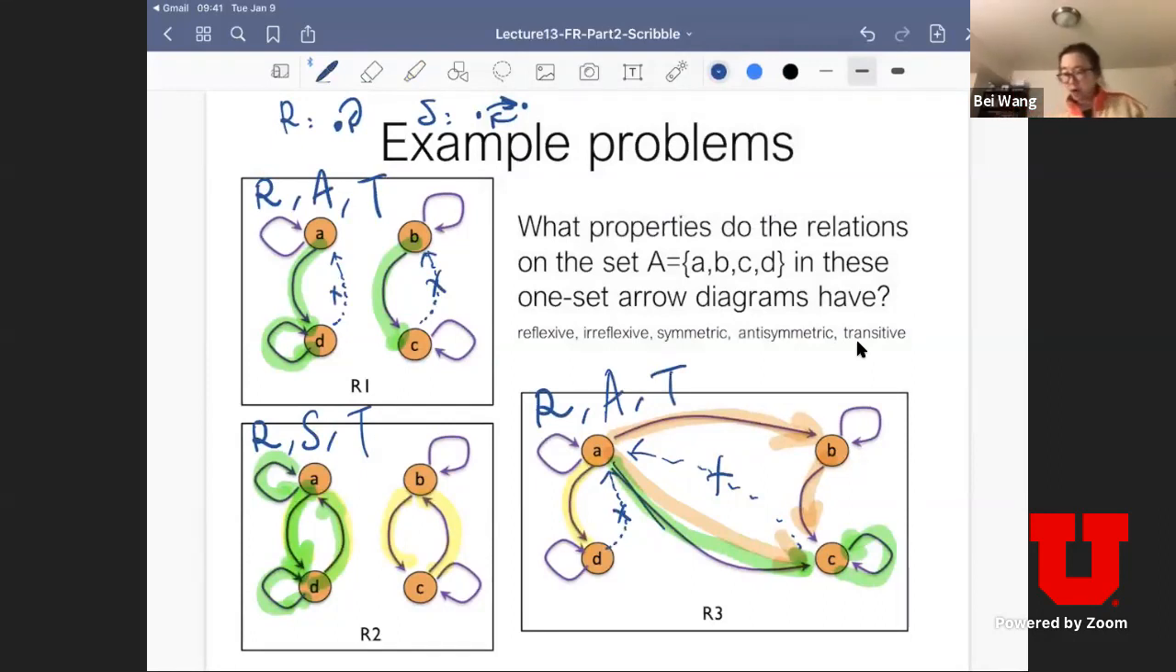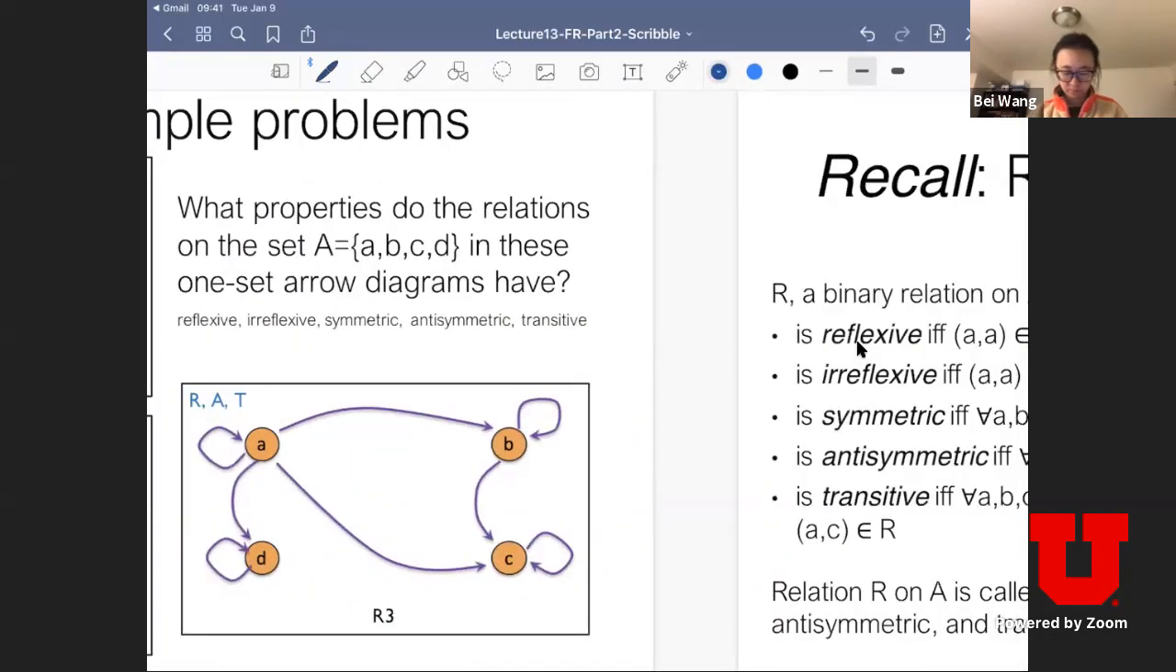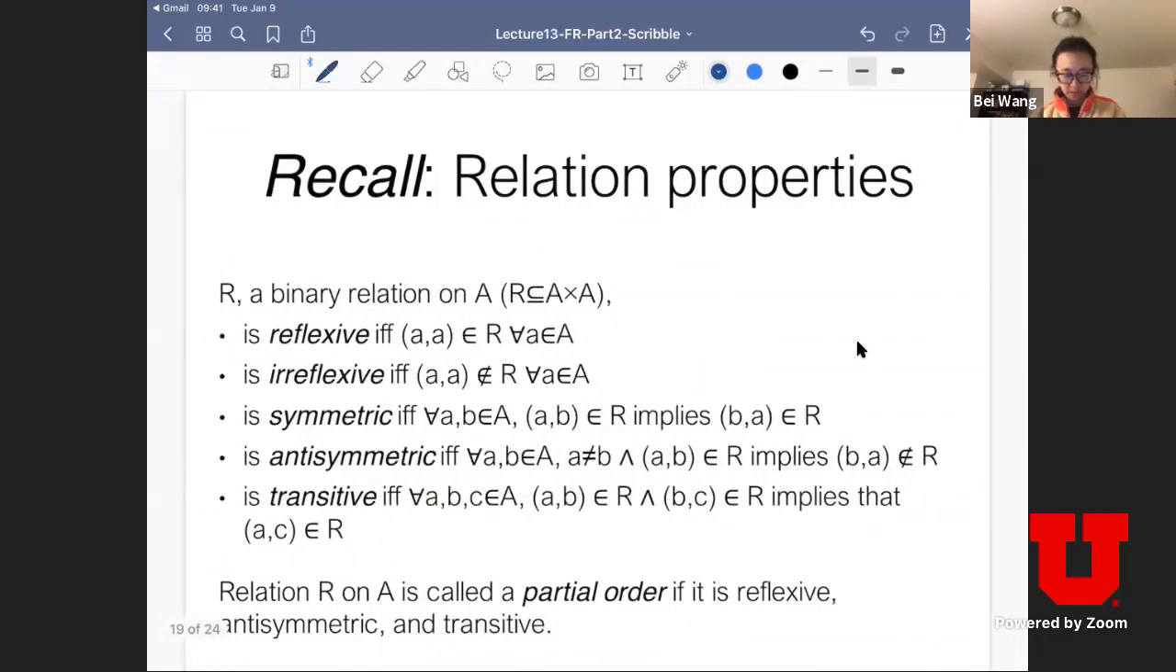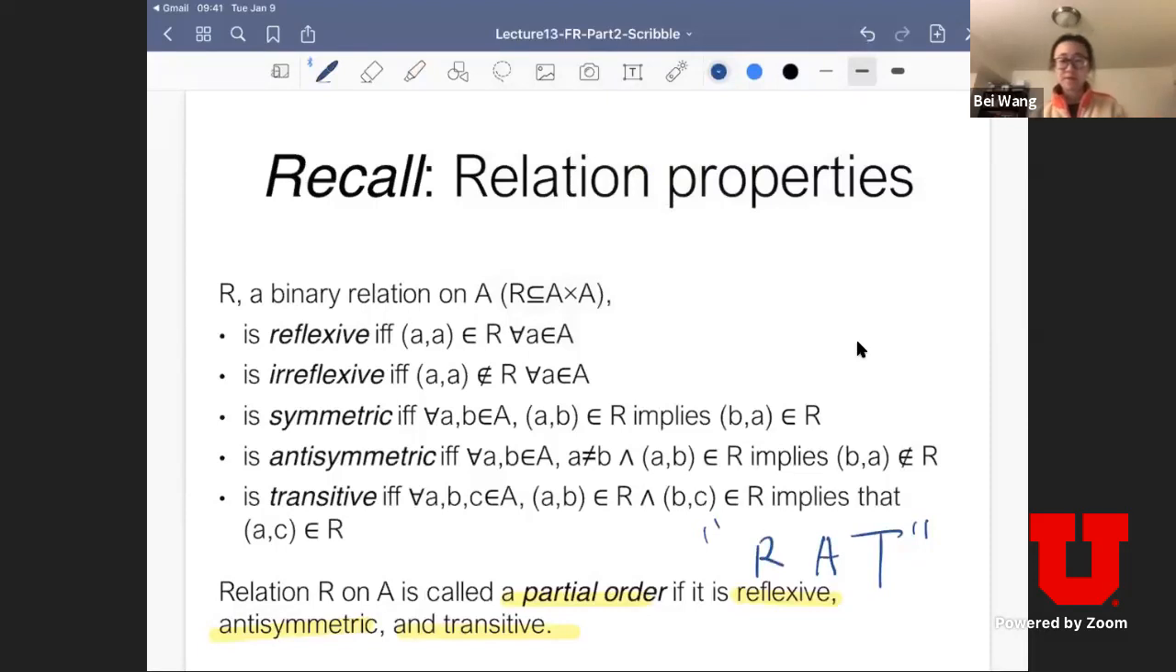So I have R1 and R3 to be both RAT. Remember, what does RAT stand for? It means it's a partial order. Okay. A relation is a partial order if it's reflexive, antisymmetric, and transitive. Again, if it's a RAT.